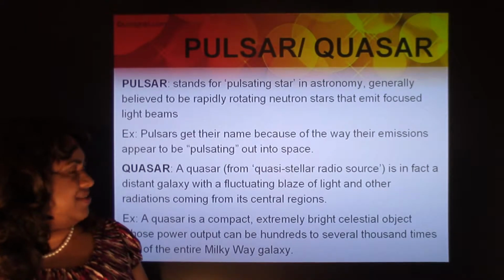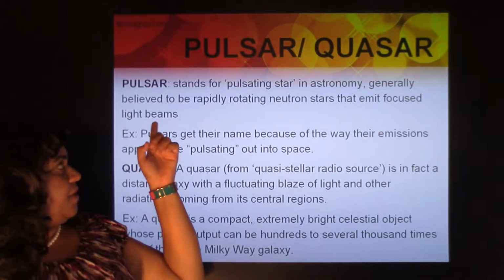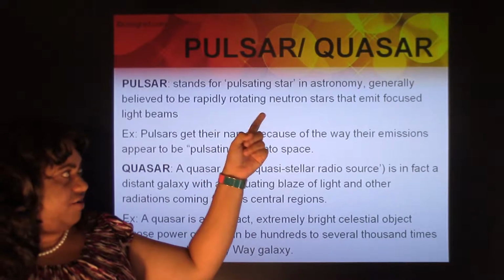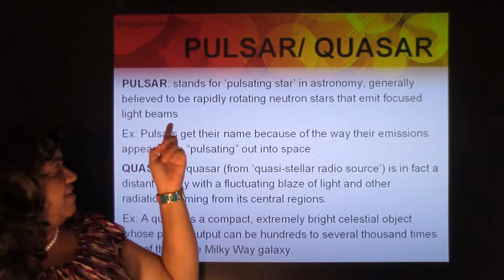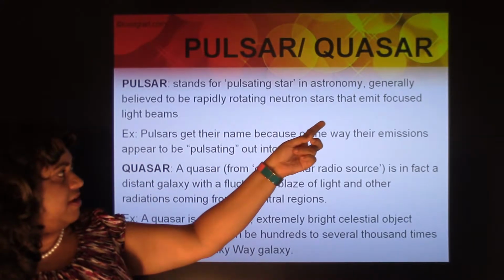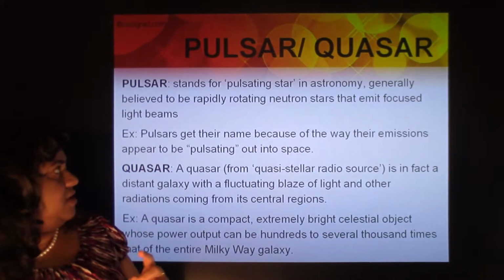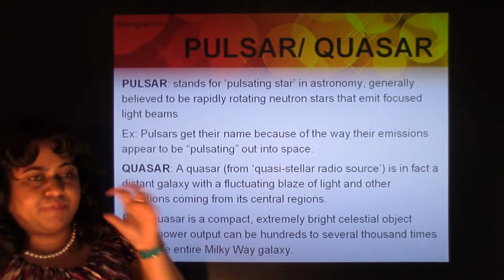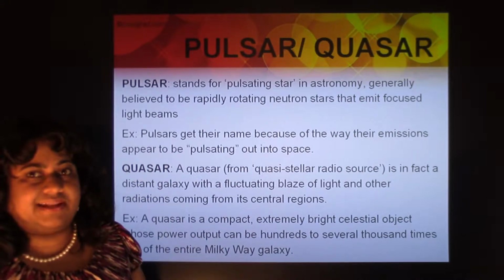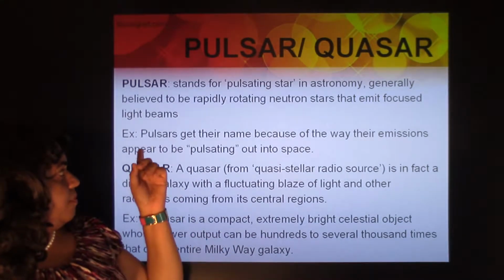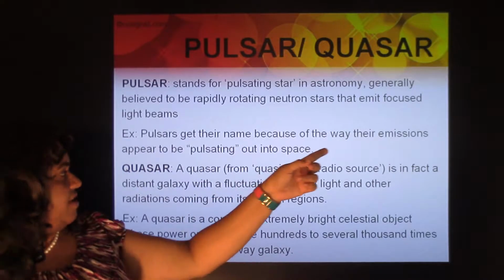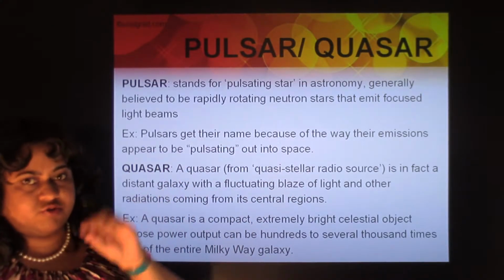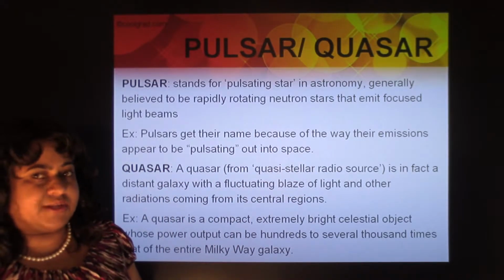A pulsar and a quasar. So a pulsar stands for pulsating star in astronomy, generally believed to be a rapidly rotating neutron star that emits focused light beams. So it's a rapidly rotating neutron star, a pulsar, which emits pulses of light beams. So pulsars get their names because of the way their emissions appear to be pulsating out into space. That's very different from a quasar.